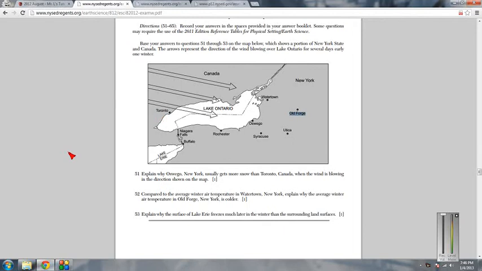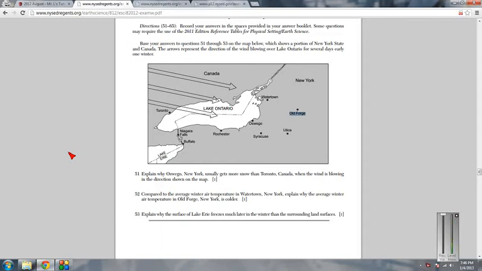Questions 51 through 53. All right, now we're in the Part C section, and there's 35 questions in this section. Base your answers to questions 51 through 53 on the map below, which shows a portion of New York State and Canada. The arrows represent the direction of the wind blowing over Lake Ontario for several days early one winter.